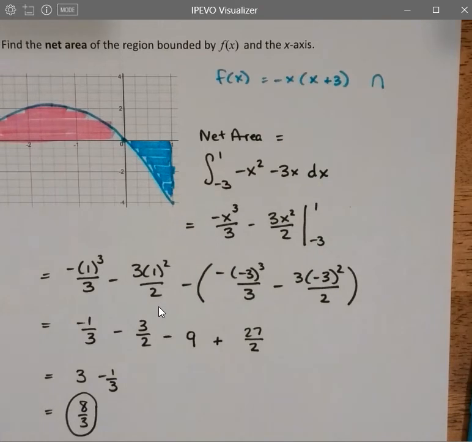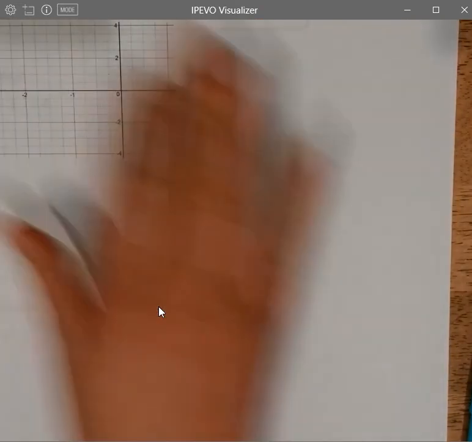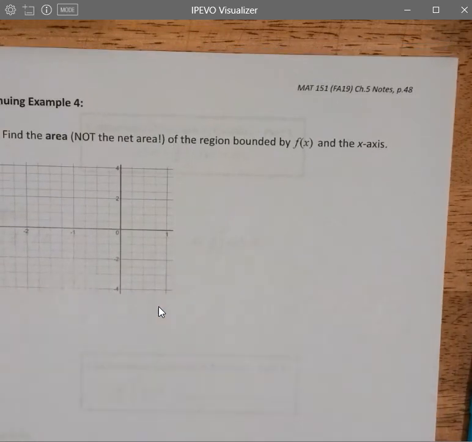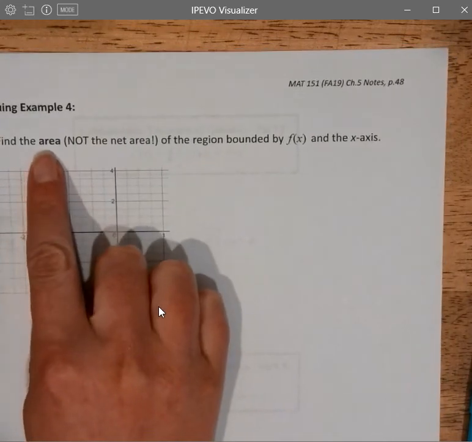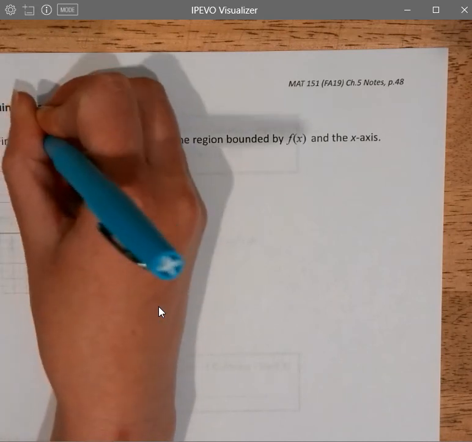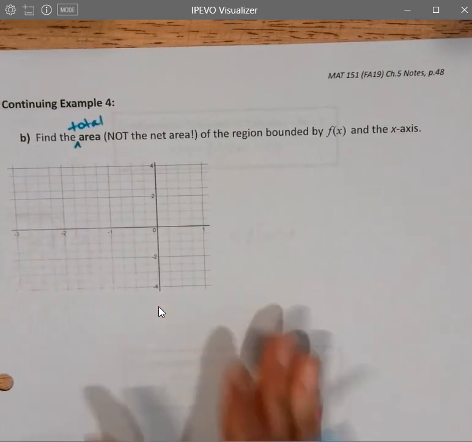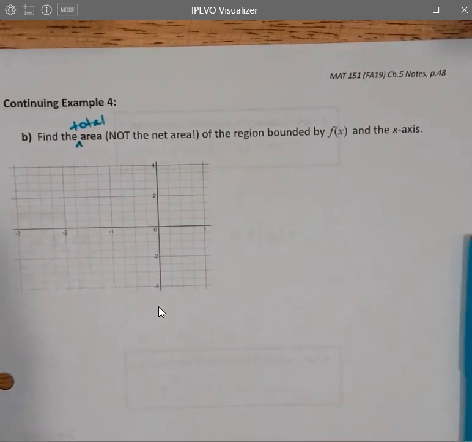There we go. Made that a little extra big on accident. Okay, now we've got to continue this example. Sorry, this one's running on a little long. This one is going to find the area, not net area. And so what they really should insert right here is the word total area. That's what they're talking about in this question. Find the total area. And so that's going to be of the absolute value of the function.